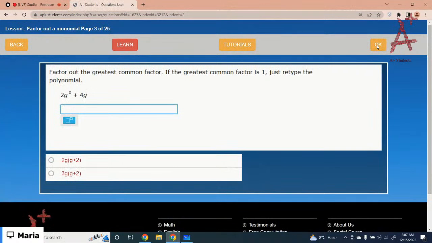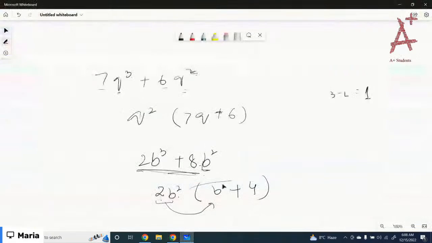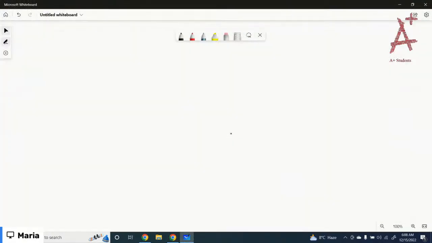Okay, the next one is 2g square plus 4g. So which is the common factor for 2 and 4? 2. Got it? So you can take out common 2. Also, you can take the least power outside the bracket. Got it? So the least power is g exponent 1. So take out g exponent 1 outside the bracket.